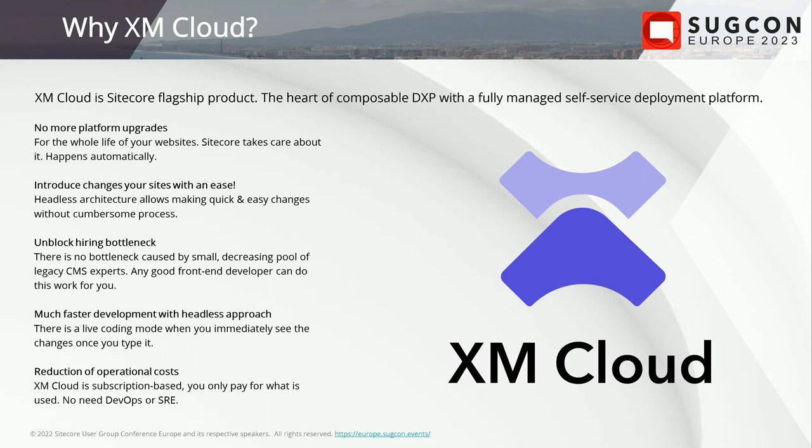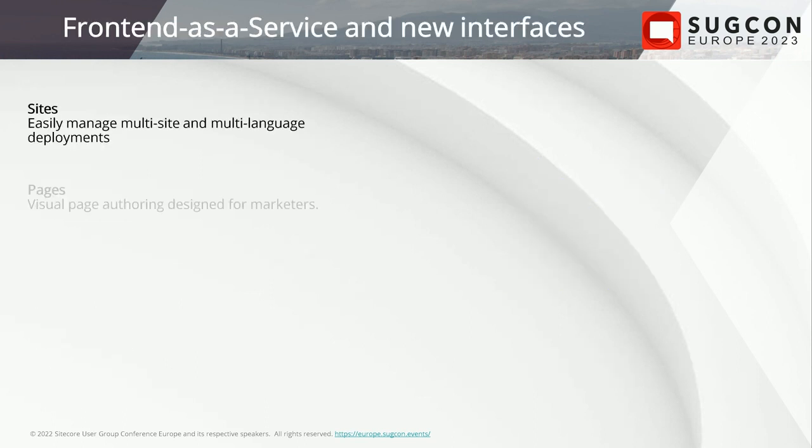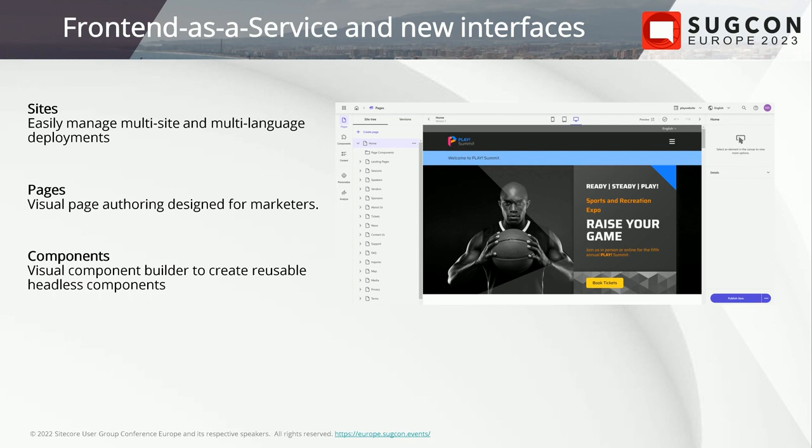From the cost of ownership perspective, XM Cloud offers reduction of the operational costs. XM Cloud is subscription-based and you only pay for what is used. You will need less DevOps or site reliability engineers, if you need them at all. Cloud Portal comes with a numerous set of applications, and I will name only a few of them.